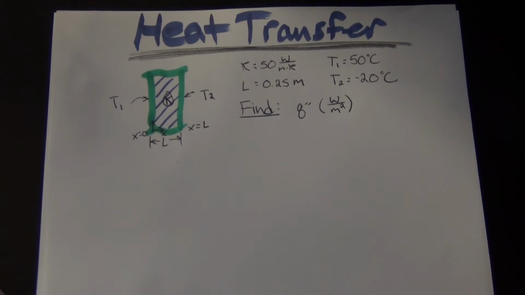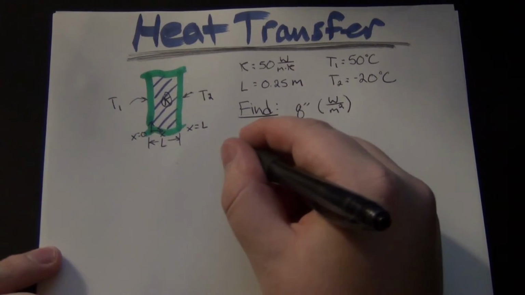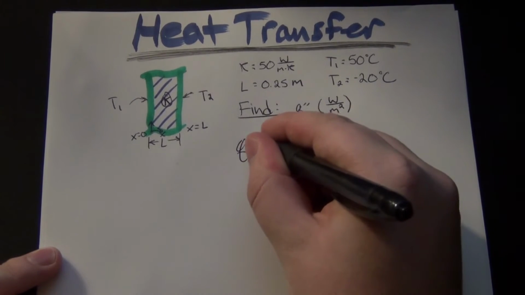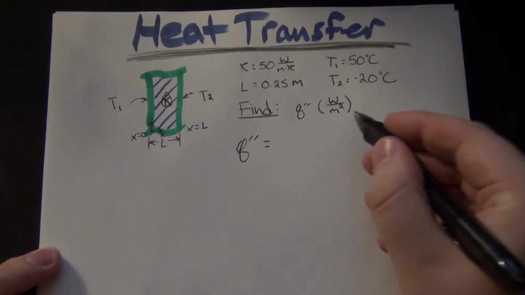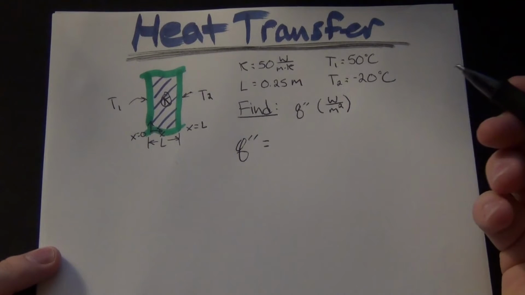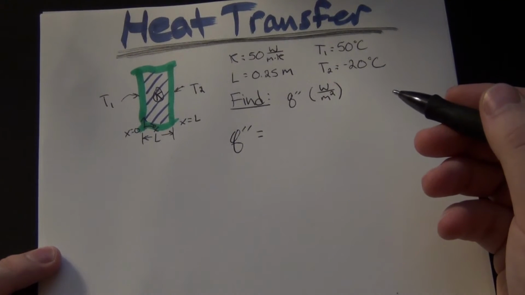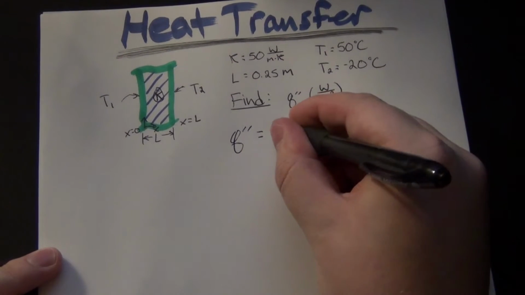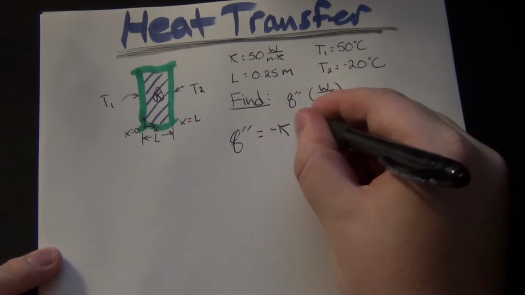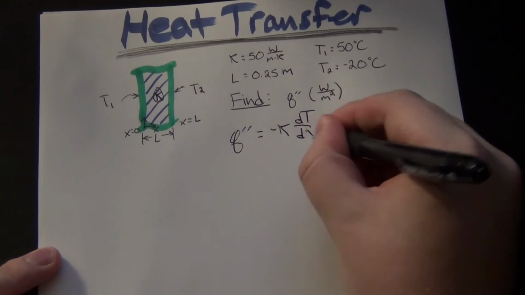So if you're looking to learn how to solve a problem like this and you're in a heat transfer class, you probably have seen the equation already. I'm not going to go over the detailed math and all the assumptions to derive the equation. I'm just going to show you what the equation is and how you can use it. So the equation that we use for this is Q double prime, which is in watts per meter squared, so it's the energy rate per meter squared, is equal to negative K dT/dx.